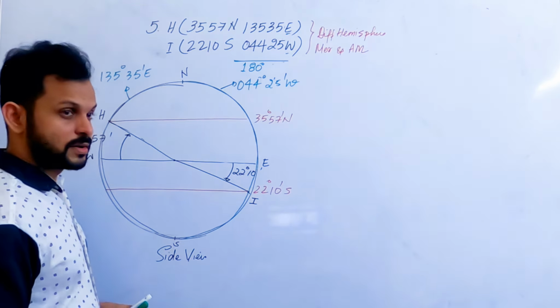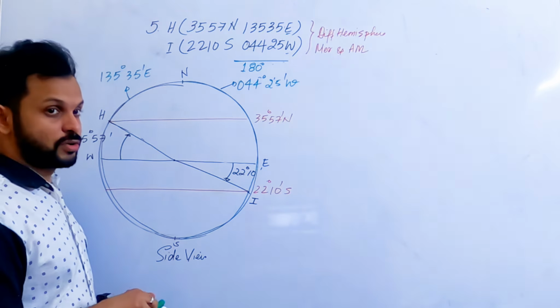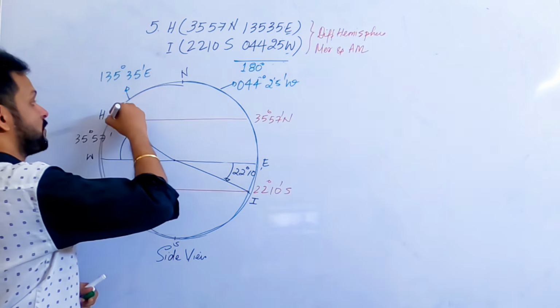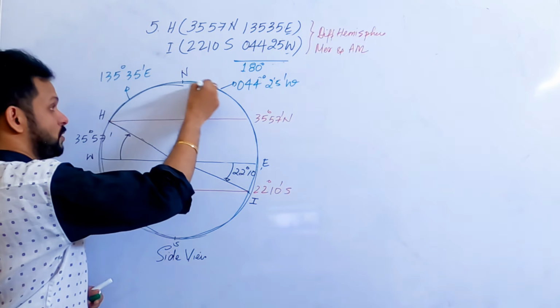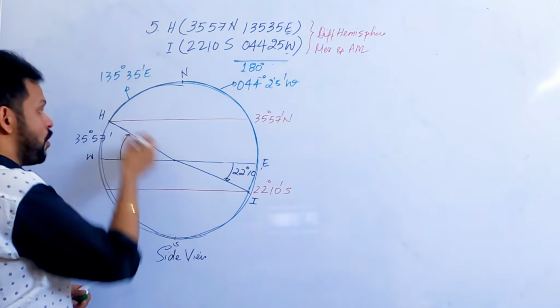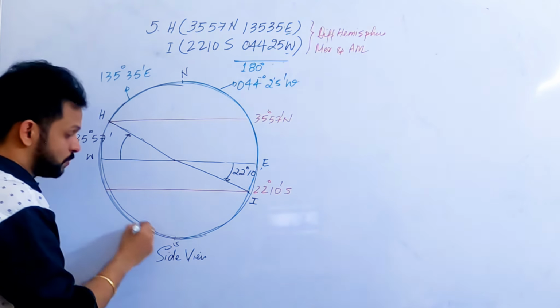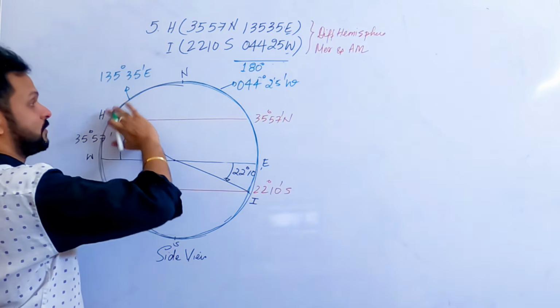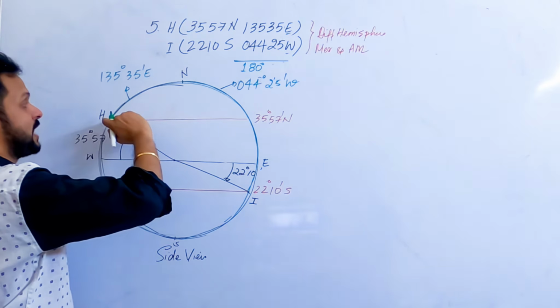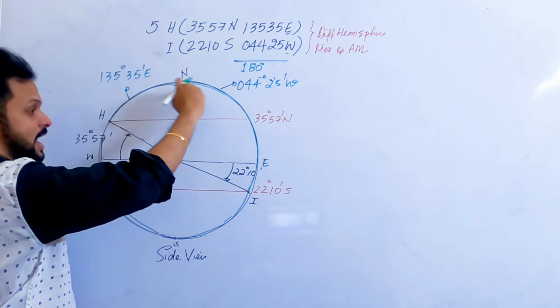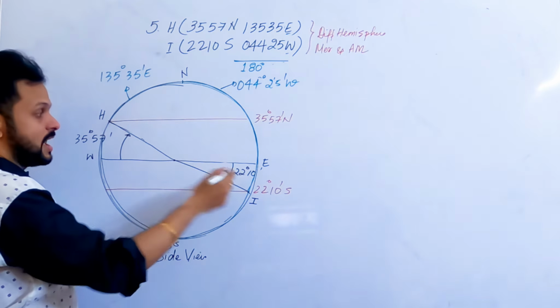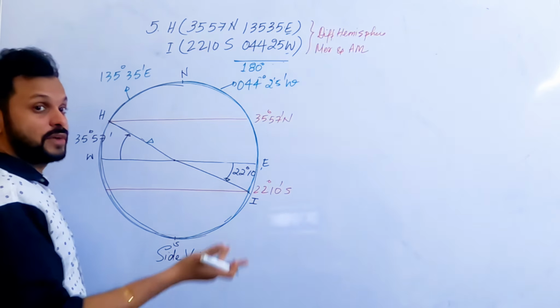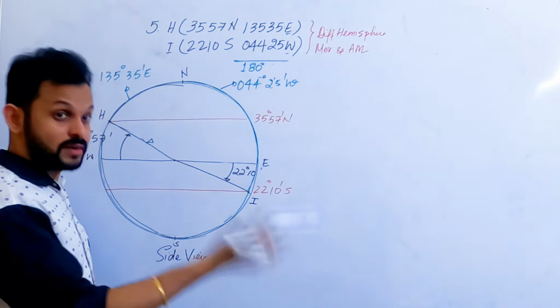Now what angles are we trying to look at? We are trying to look at the distance of H through the North Pole to I, or from H through the South Pole to I. Two different cases. So if you look at the first case, if I want to find the angular distance H N I, I have to initially measure the angles and then convert angles to distances.